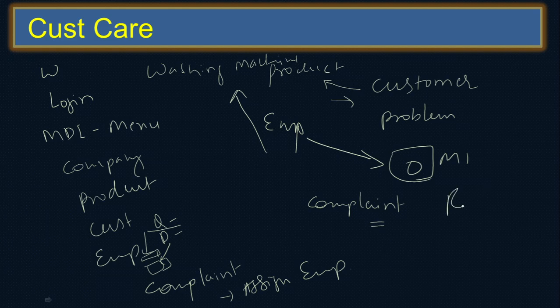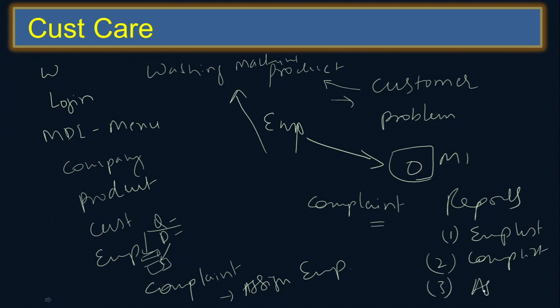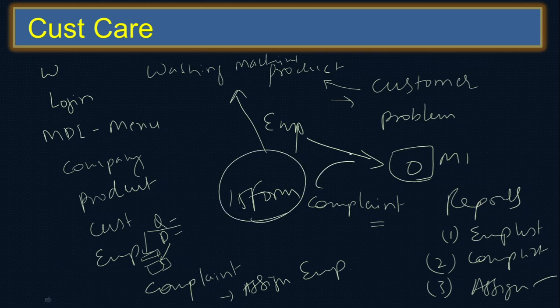Based on that, we generate the reports. In reports, you can have an employee list, then a complaint list, then an assign list, showing who is assigned to which complaint. These are the things actually. Put together, it's around 15 forms. So for a small project it will do the job. It is a database project or VB.NET project or a mini project. Whatever project your curriculum requires you to do, you can always choose this project.